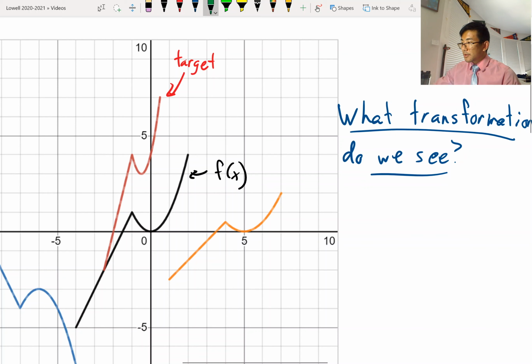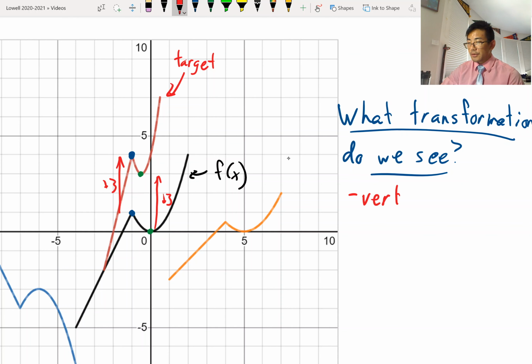So let's mark off the vertex of this parabola portion with a green point, and in blue I'm going to mark off where that parabola meets that linear portion. We can see in both cases both points have gone up 3 units, plus 3. So I can see there's a vertical shift of plus 3. Okay, cool. What else do we see?